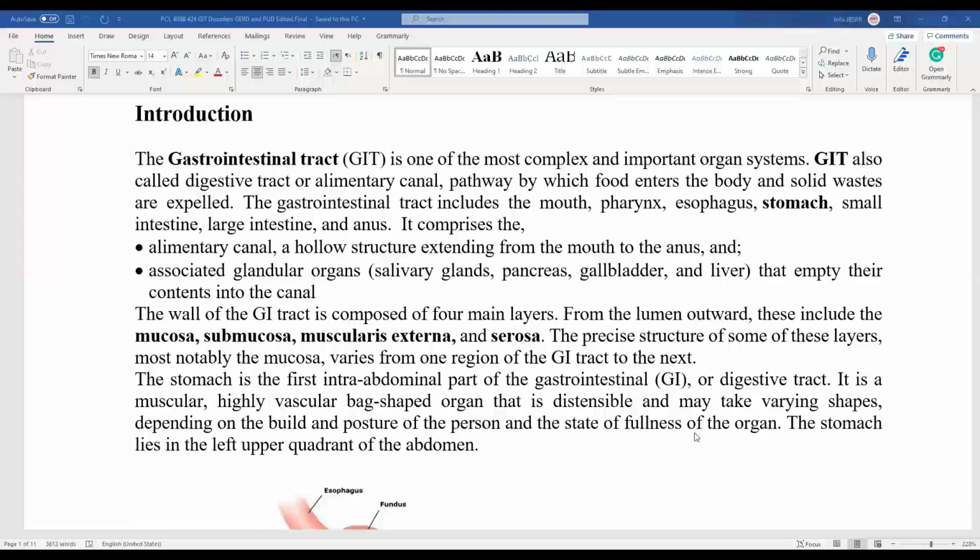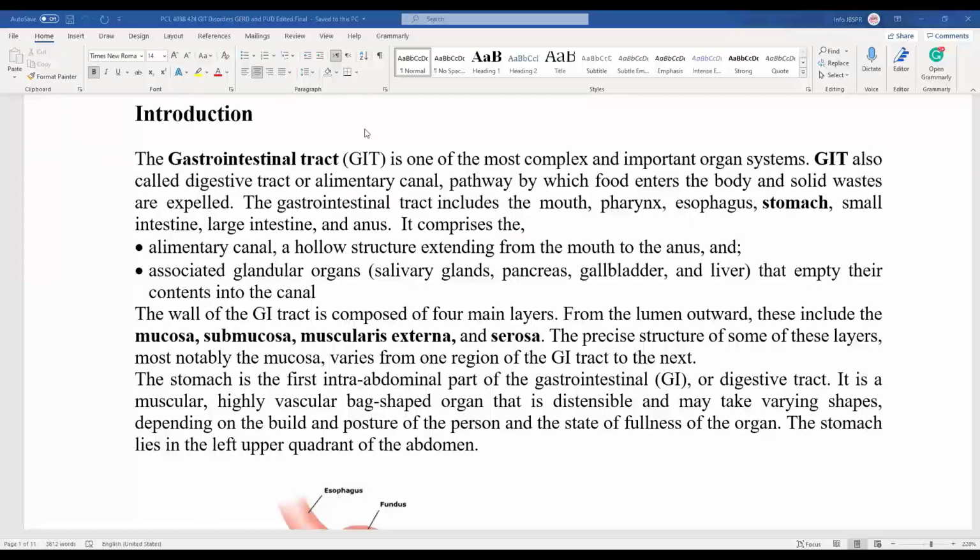Now we're looking at some problems with the GIT. We'll be looking at gastroesophageal reflux disease, GERD, and we'll be looking at peptic ulcer disease.